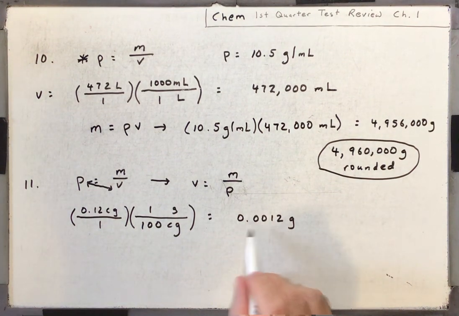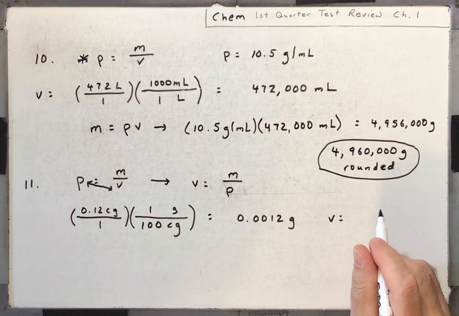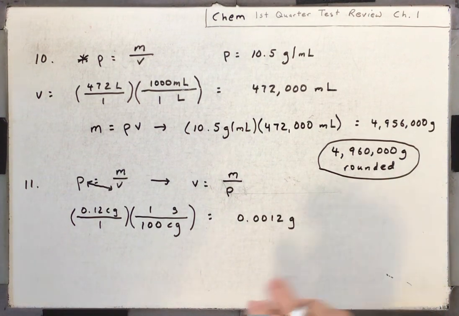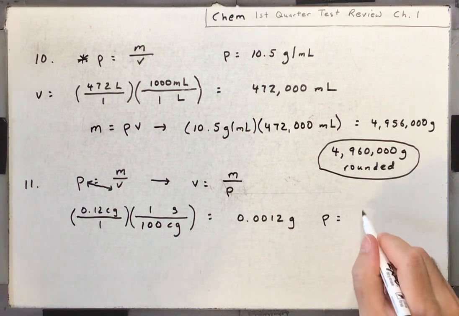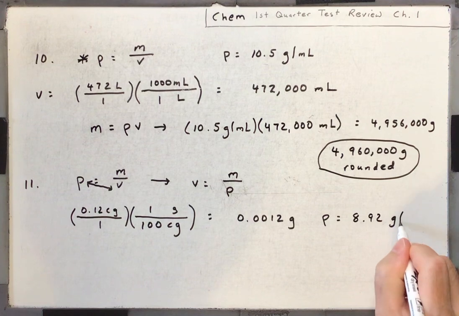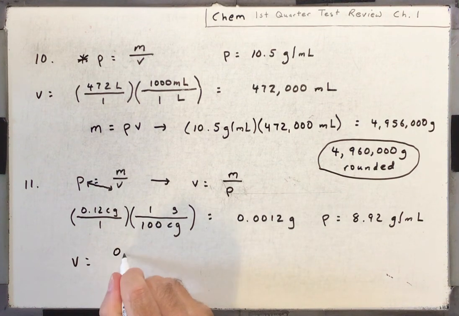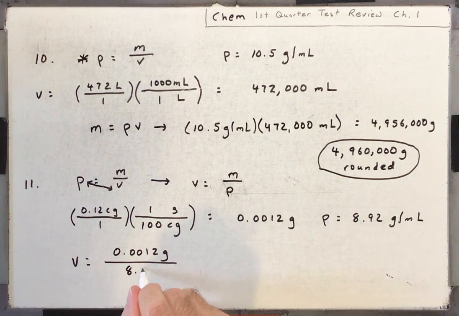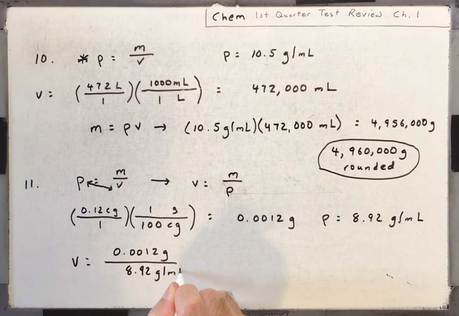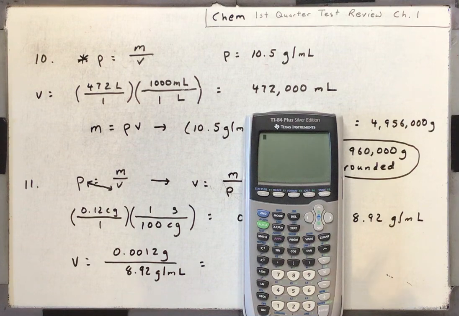All right, so we have the mass. We know that the density is 8.92 grams per milliliter. So volume is mass, 0.0012 grams, over density, 8.92 grams per milliliter. The grams will cancel and you're left with milliliters. So it's going to be 0.0012 divided by 8.92.